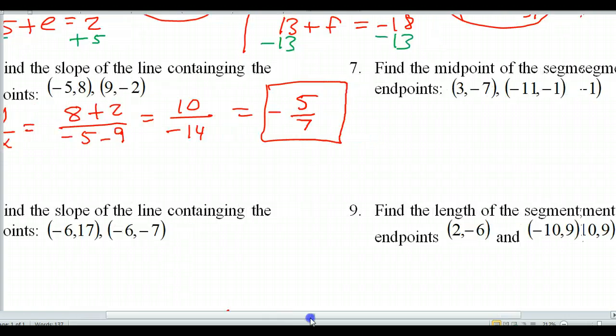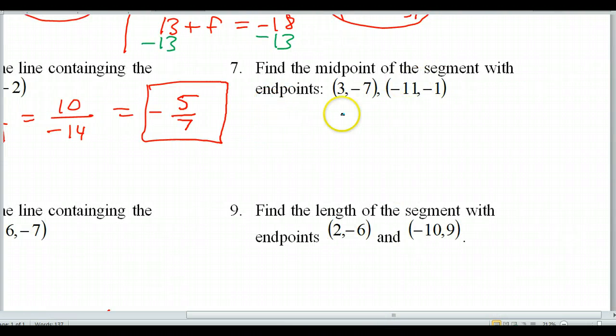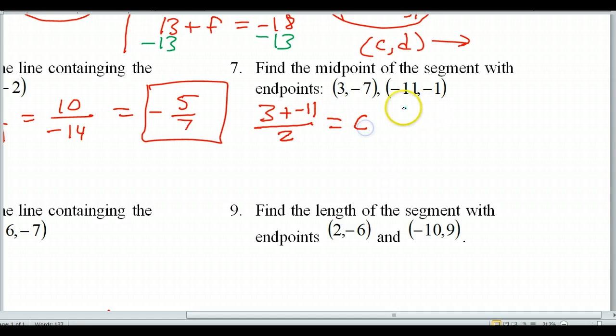All right. Number 7, we'll find the midpoint. That's just going to be the average of the x's and the average of the y's. I like to call my midpoint C, comma D. So, to find my C, I'll do the average of the x's. So, if I do 3 plus negative 11 divided by 2, that should give me C. And if I do my y's, that should give me D. So if I do negative 7 plus negative 1 divided by 2, that should give me D.